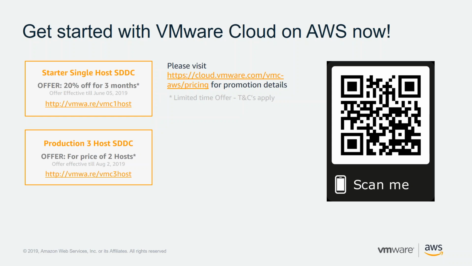The second offer is a production 3 host SDDC for the price of 2. This is another promotion where you will get 3 VMware Cloud on AWS hosts for the price of 2 hosts, and you can use these instances for production use. This offer is valid till 2nd August 2019. You can find more information about the offer pricing, the terms, the conditions, etc. on the page at the link given. So just scan this QR code and it will take you to the pricing and the promotion page. Next slide, please.